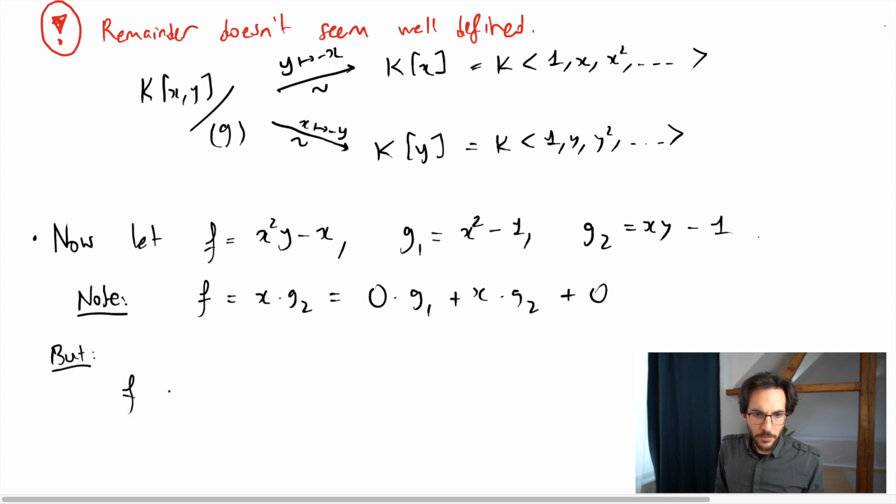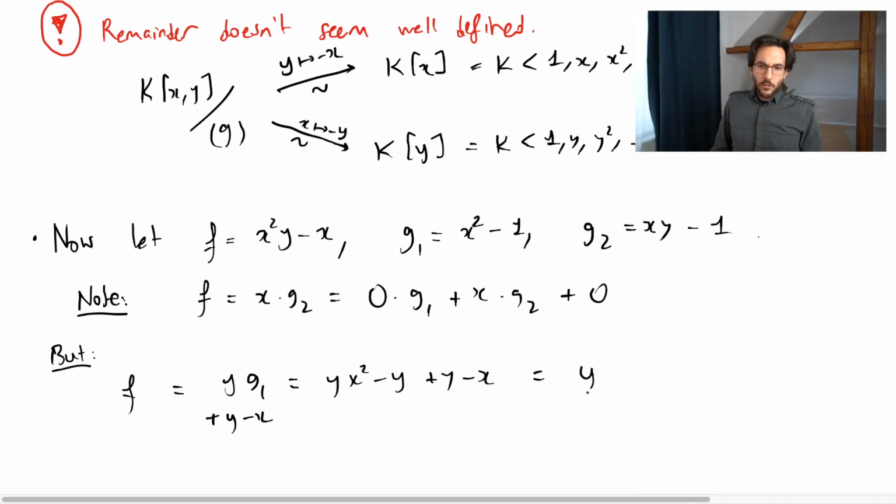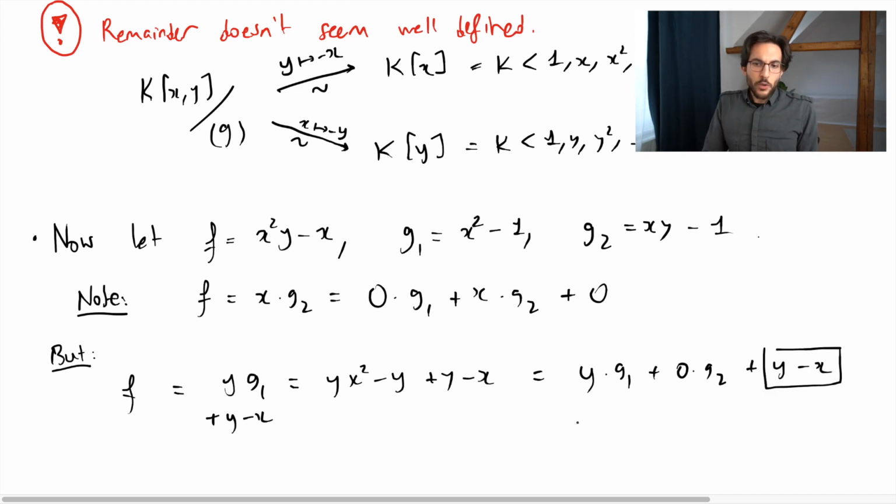I could have written that f should be y times g1, which is y times x squared minus y, plus correction now. I have to cancel this y, and then subtract x. Right, and then this suggests I get y times g1 plus 0 times g2, and my remainder is y minus x. So if we were doing this algorithmically, and we arrived at this step, there's no way we survive. We have to stop here, because y minus x will be smaller than g1 and g2, however you cut it.